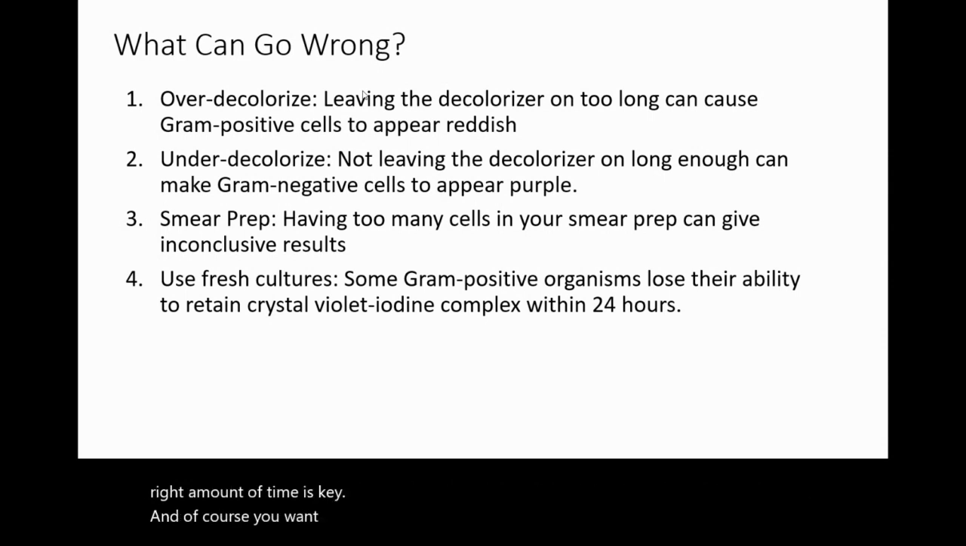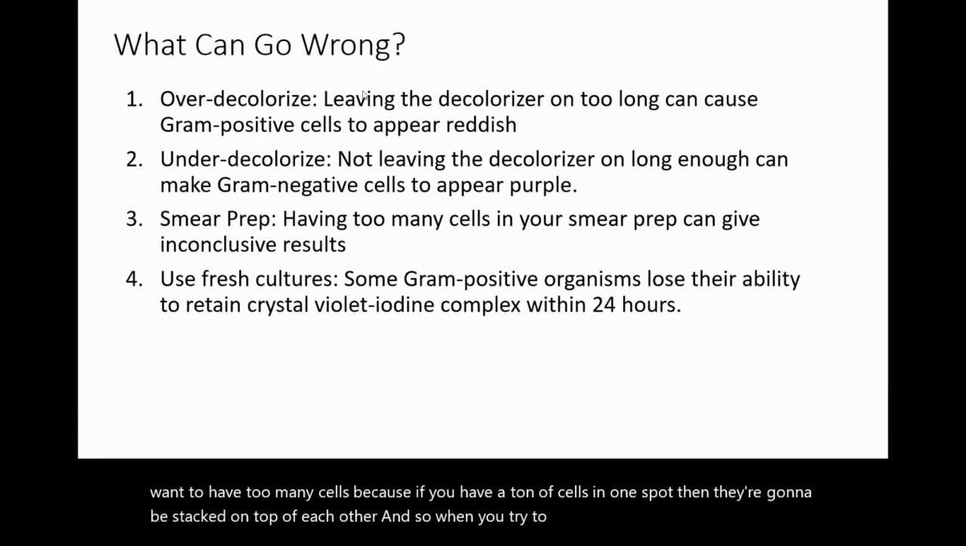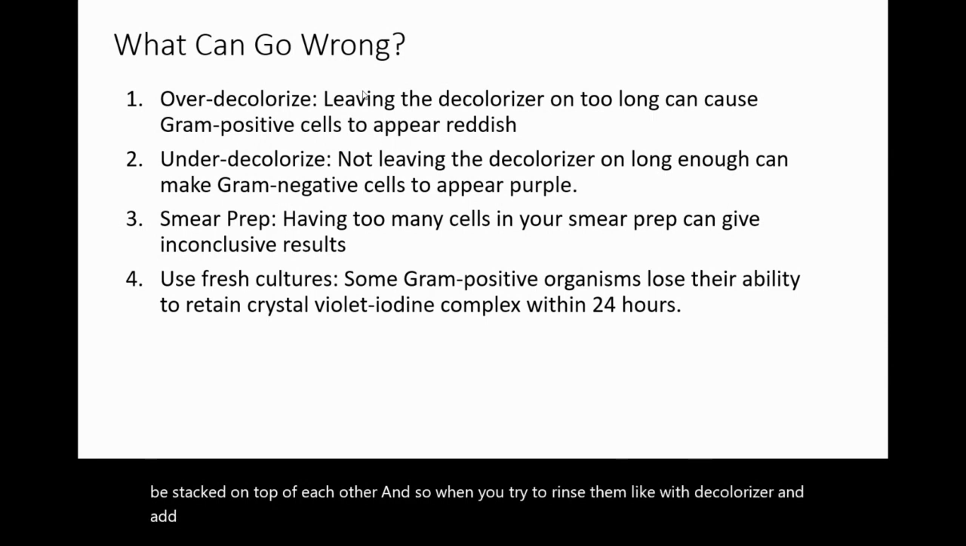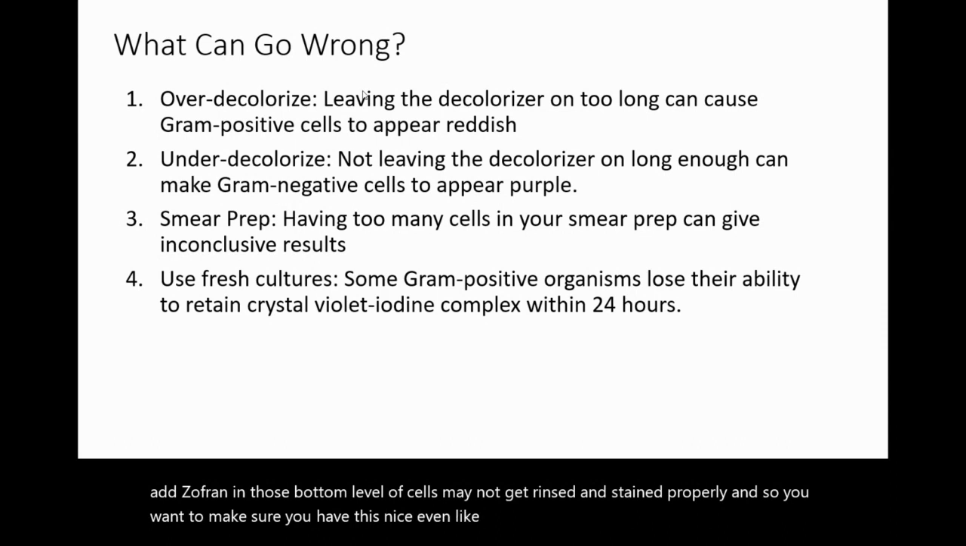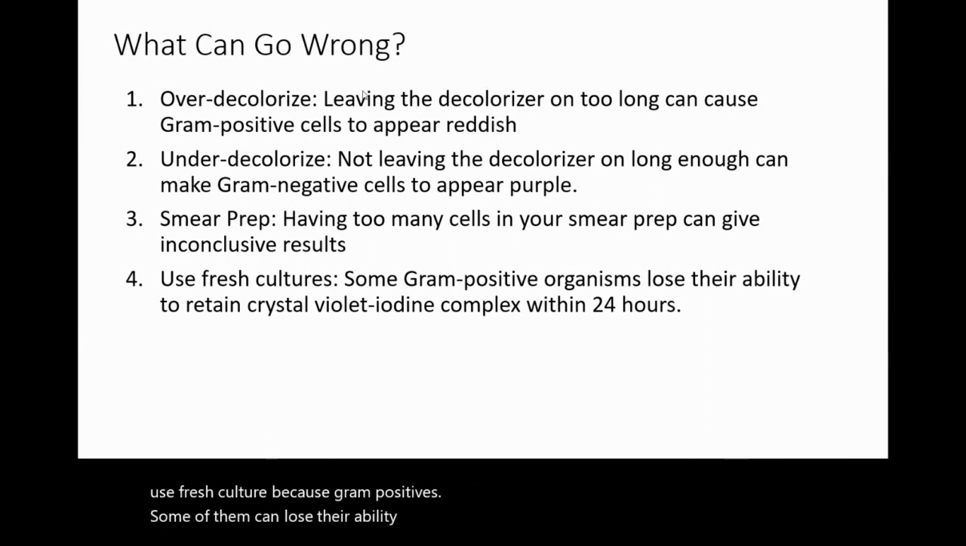Of course, you want to make sure that your smear prep was done properly. You don't want to have too many cells, because if you have a ton of cells in one spot, they're going to be stacked on top of each other. And so when you try to rinse them, like with decolorizer and add safranin, those bottom level of cells may not get rinsed and stained properly. So you want to make sure you have this nice, even monolayer of cells. And then you want to use fresh culture, because some gram-positives can lose their ability to retain the crystal violet iodine complex if they're too old.